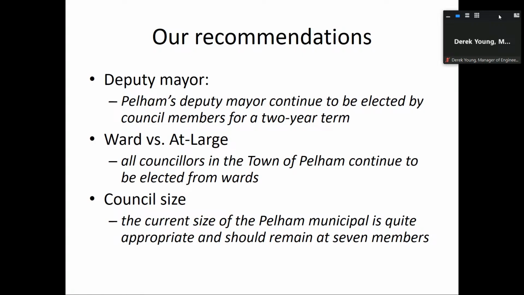Lastly, on council size, I would say the modal response, or the general view, was that the current size of Pelham Council is quite appropriate and should remain at 7 members. That was certainly true from our in-person interviews and in our public meetings. There was some support in our online survey for reducing the size of council, which isn't surprising. That seems to be a prominent view publicly at times, that council should be reduced as much as possible. But generally, I would say the modal response was that the current size is quite appropriate and should remain at 7 members, and we concur.